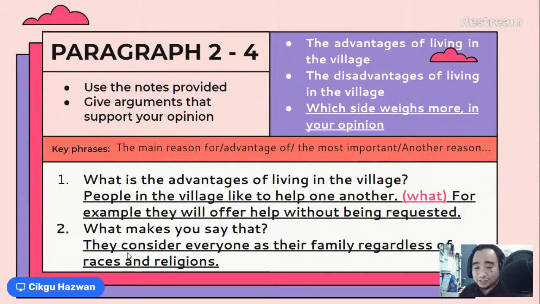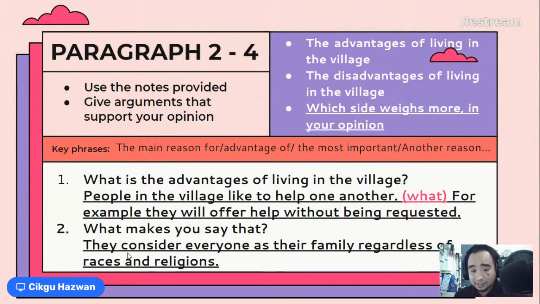Some say that we have to write a topic sentence and so on. So actually that is a topic sentence over there. If you don't realize it, a topic sentence is where we introduce our point in one sentence. Topic sentence: people in the village like to help one another. That is actually answering the what, and it also functions as the topic sentence. And then I provide an example. What is the example of people helping one another? For example, they will offer help without being requested.